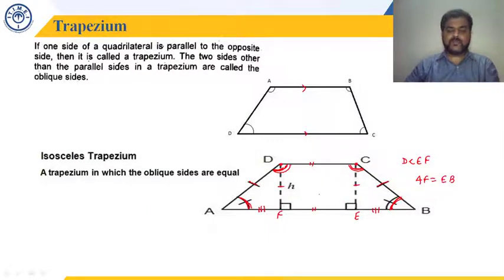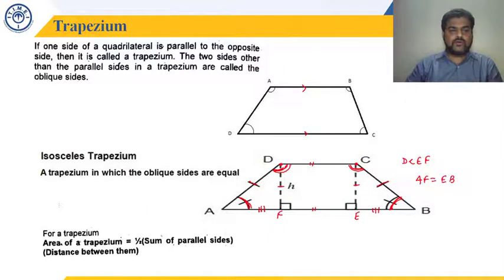Fine. How to find the area of a trapezium? This is a common formula for any trapezium. It is applicable for the general trapezium and the isosceles trapezium also. So area is given by half into sum of parallel sides into distance between them. When we say distance between them, it is the perpendicular distance between them. So in the above figure also, the distance between the parallel lines will be the perpendicular distance. Fine.